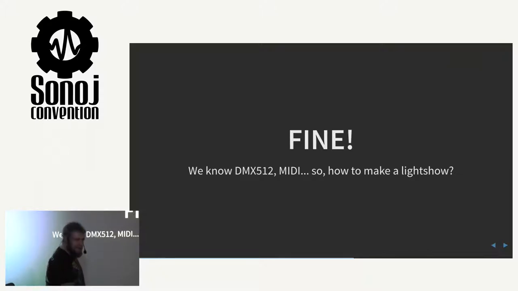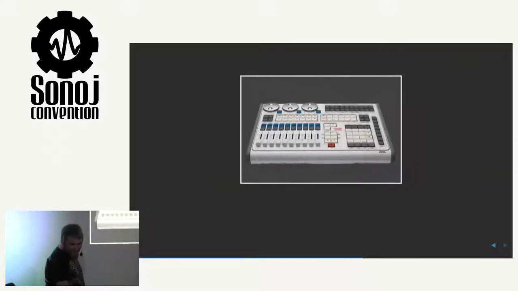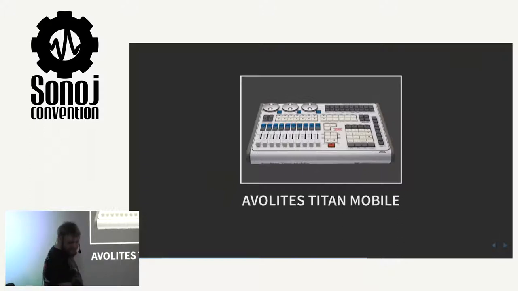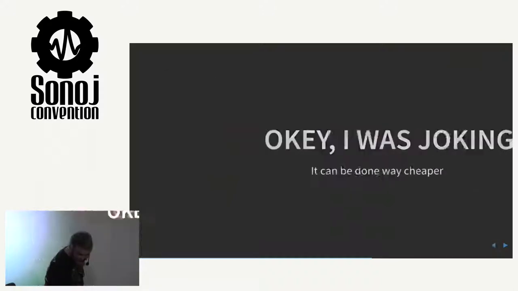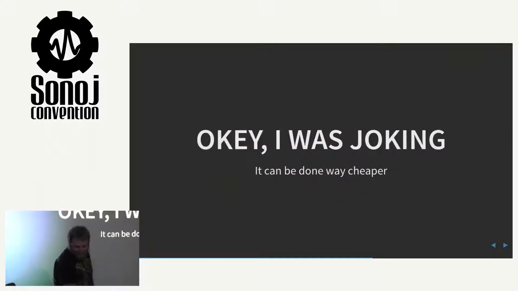Okay, so we know theory and we can proceed to more practical things, like what you need for controlling lights. This is Avolites Titan Mobile. It costs just 3,000 euros. You will need this for lights, right? Okay, I'm joking. It can be done way cheaper.